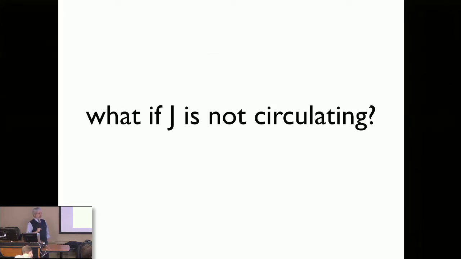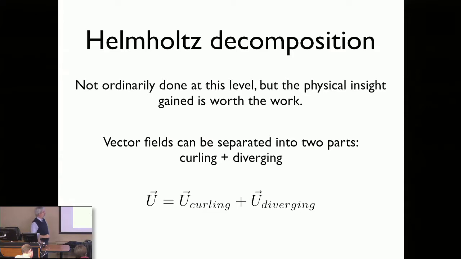Okay, before we had the case that J had to be circulating. In other words, the divergence of J was 0 before. And now we're going to relax that condition. We're going to allow J not to be circulating. Okay, and that brings in the Helmholtz decomposition.